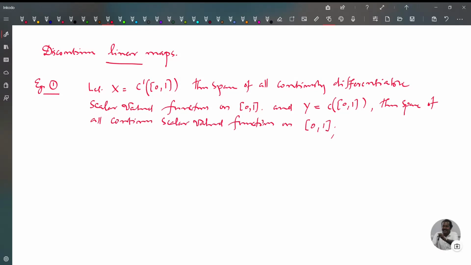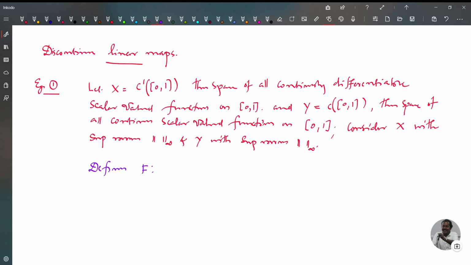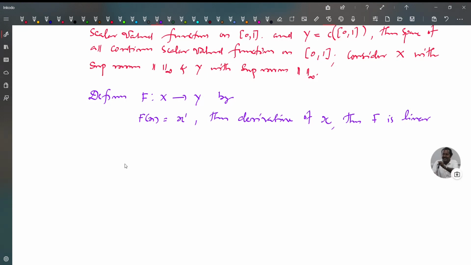Consider X with the supremum norm and Y with the sup norm. Define f from X to Y by f of x equal to x prime, the derivative of x. Then f is linear, since differentiation is linear, but f is not continuous.